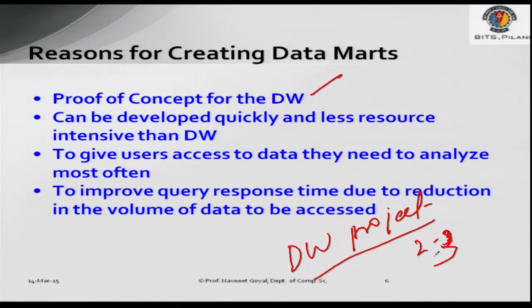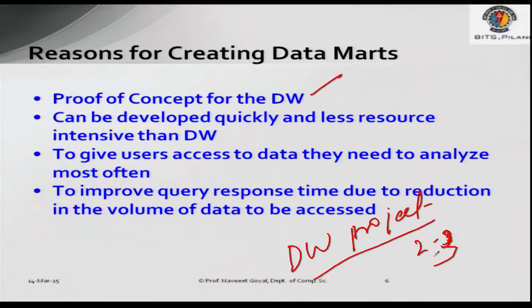So what we do is we say, okay, give me a few months, like 4 to 5 months. Give me some $10,000, and I need 2 persons, and I'll give you a proof of concept. And once you are satisfied with the proof of concept, then probably you will be willing to fund the entire data warehousing project. So this particular concept, that data marts work as a proof of concept, is one of the most important reasons for creating data marts.